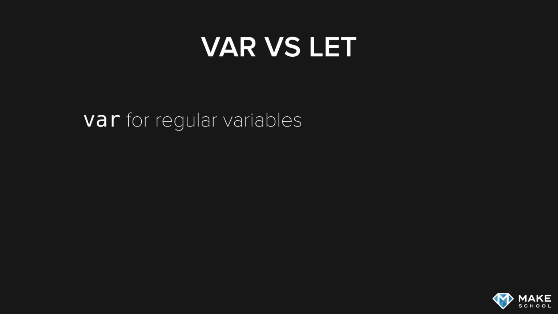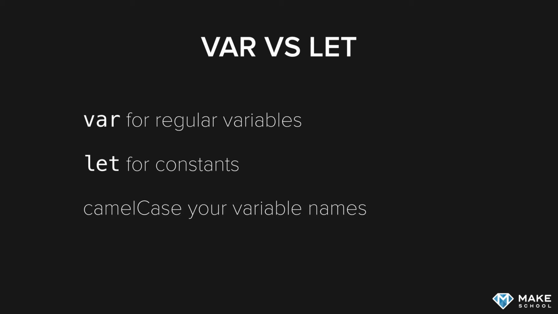We use the var keyword when declaring a regular variable. This is a variable that can be changed after declaration. But we use let when we are declaring a constant. Constant variables cannot be changed after they're originally set. In Swift, it is generally best practice for you to camel case your variable names. This means that the first word of a variable name is lowercase, and every word after that is uppercase.